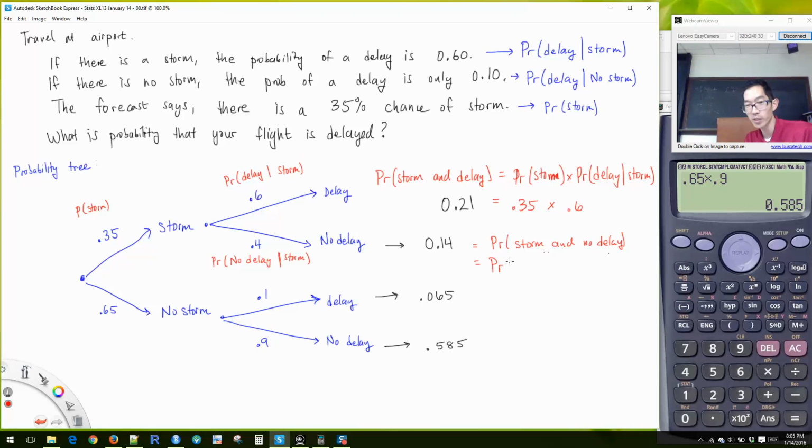Inside an and statement, you can switch them around. Probability of a storm and no delay is the same thing as probability of a no delay and storm. But it's very different from having the given bar. When you have the given notation, it's very different if you switch the two events in front and behind the given bar. Yes? Would it be no delay and storm? Oh, I'm so sorry, no delay and storm. That was my bad. Thank you. Good catch.